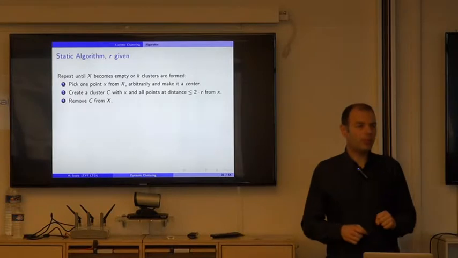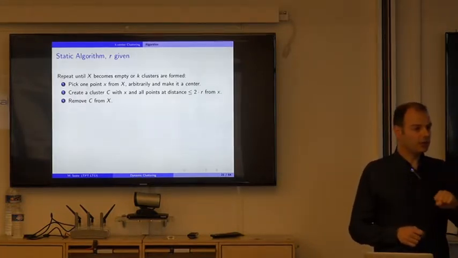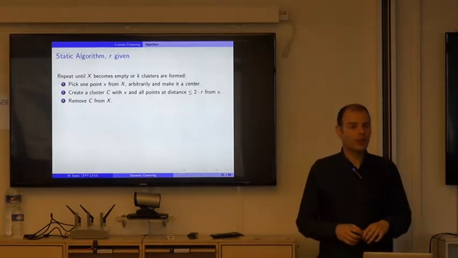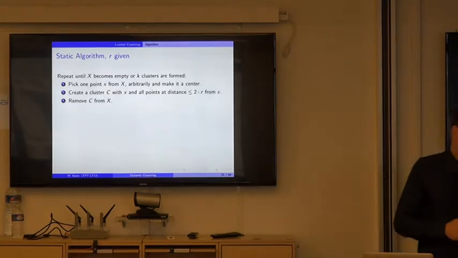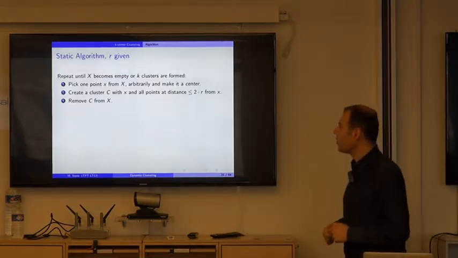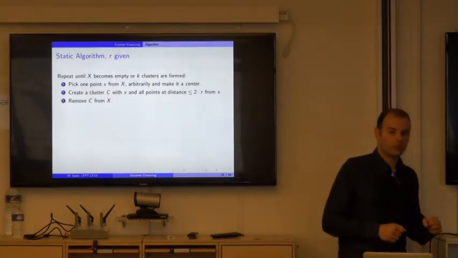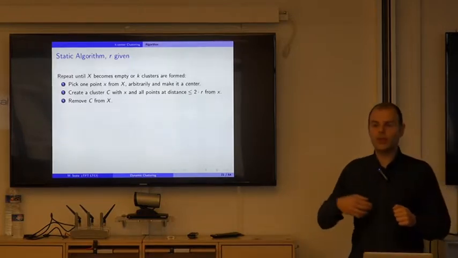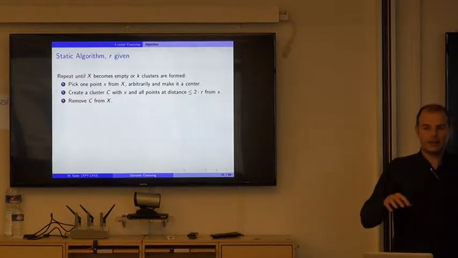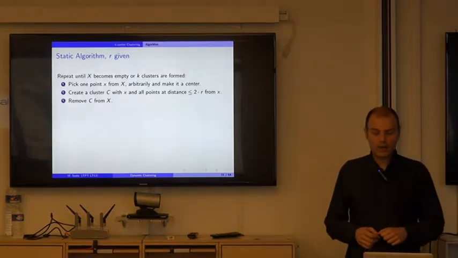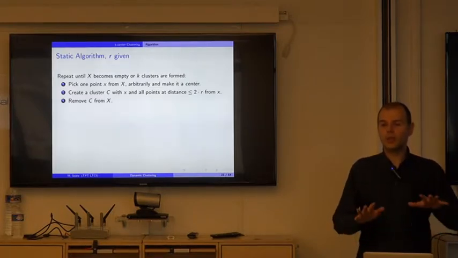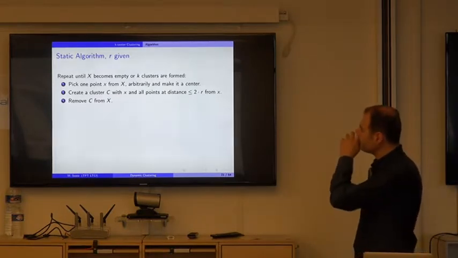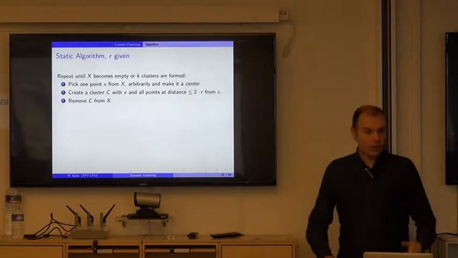We do the following. At each step, we pick one point arbitrarily, okay? This becomes a center. And now we build a cluster containing all points that are within distance 2 times r from this point, okay? All right, so we remove these points, and we iterate until we have exactly k clusters. R is the optimum solution. We are assuming now that we know the maximum radius of an optimum solution, okay? So we iterate.